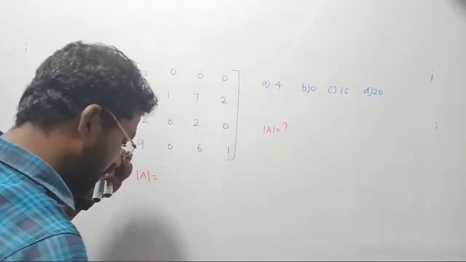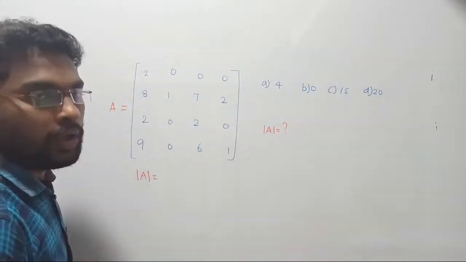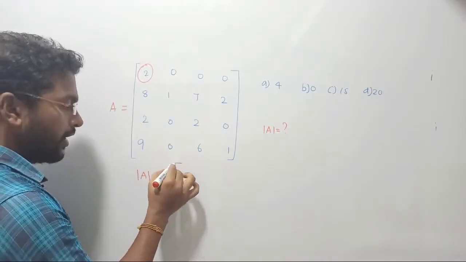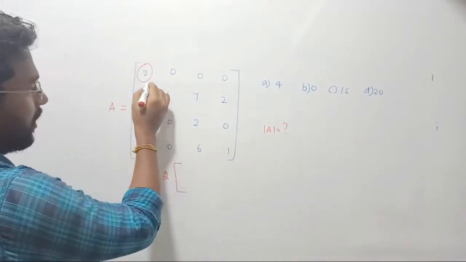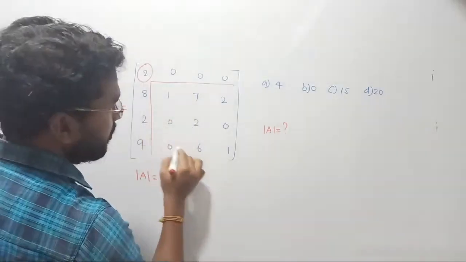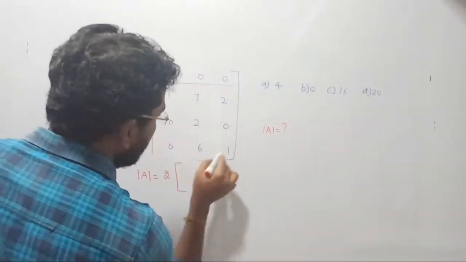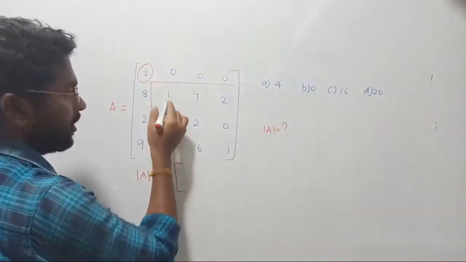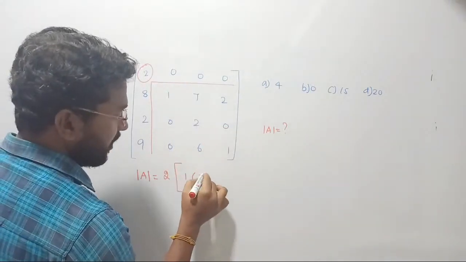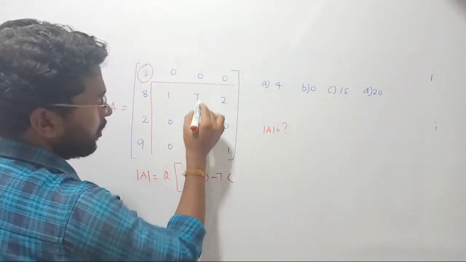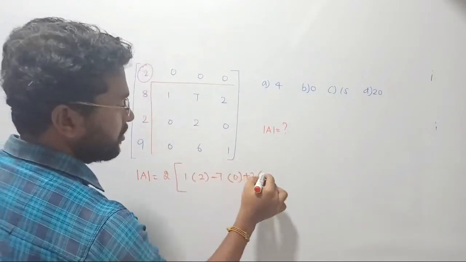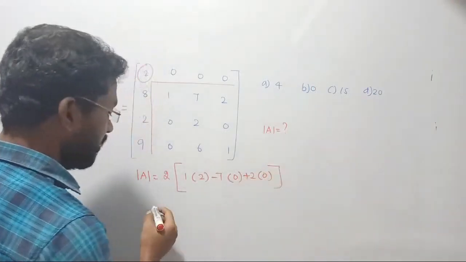The procedure for the determinant of the 4 cross 4 matrix is, first, the first element, that is 2. In bracket we should neglect the corresponding column and the corresponding row. Then you get a 3 cross 3 matrix, and you know how to find its determinant. That is going to be 1 into, in bracket, 2 into 1 minus 0, exactly I am getting 2, minus 7 into, in bracket I am getting 0, plus 2, in bracket I am getting 0. That's all. That is going to be the determinant.